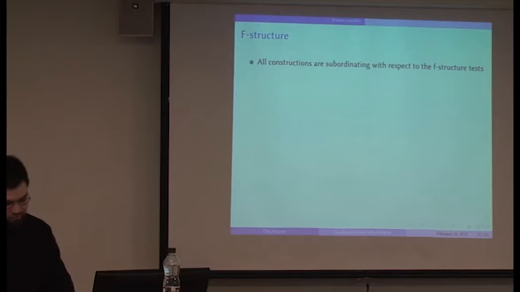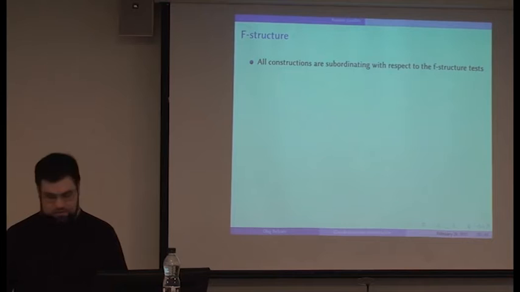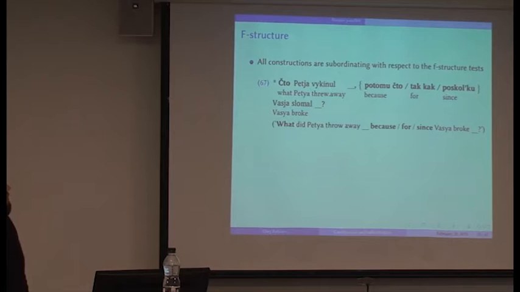And as far as F-structure is concerned, according to the tests which can be related to F-structure, all of these three constructions are subordinating. So all of them do not allow across-the-board extraction, for example. In 67, what did Peter throw away because Vasya broke? This is not possible for any of the three conjunctions.